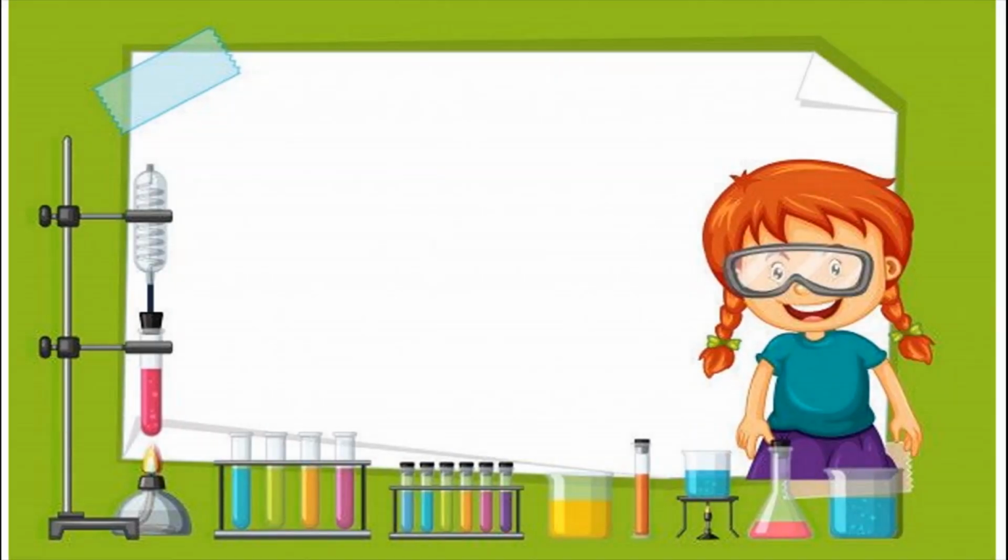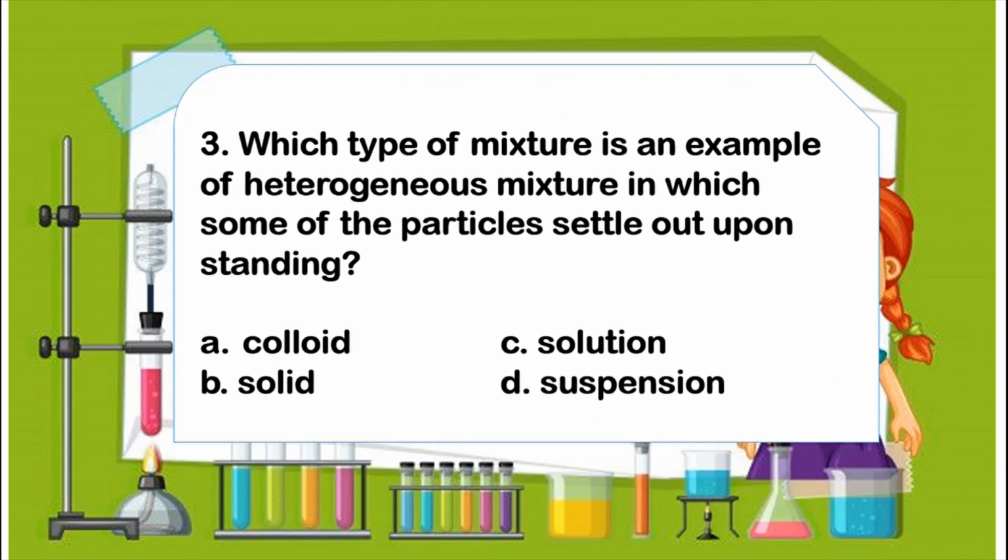Next, number 3. Which type of mixture is an example of heterogeneous mixture in which some of the particles settle out upon standing? A. Colloid, B. Solid, C. Solution, and D. Suspension. Answer is letter D, Suspension.